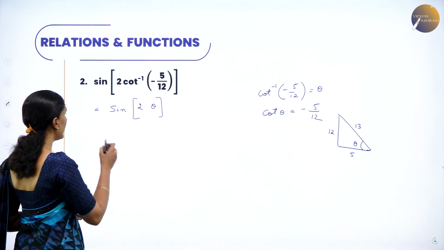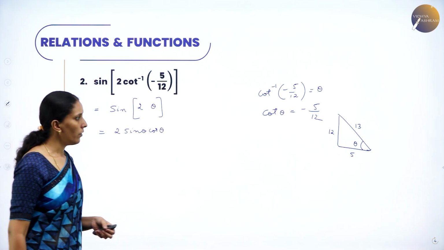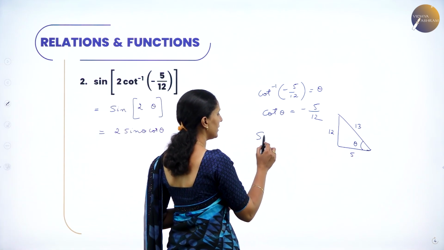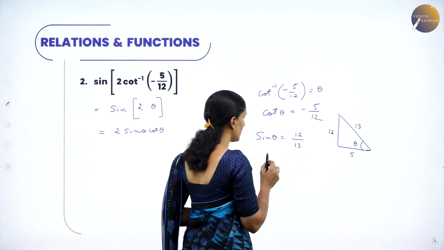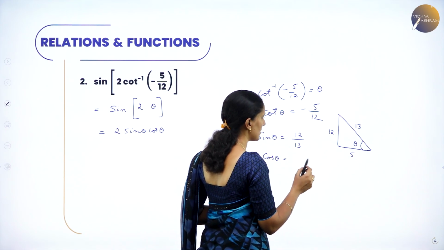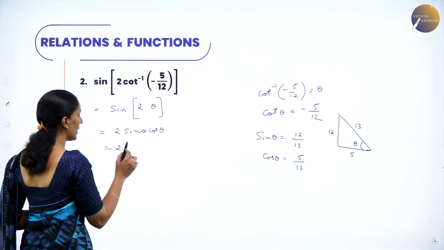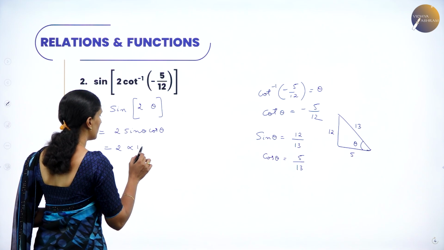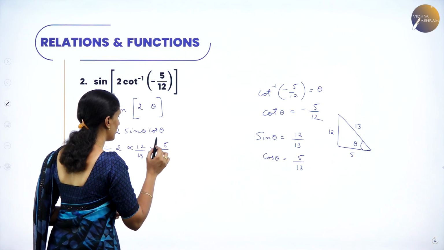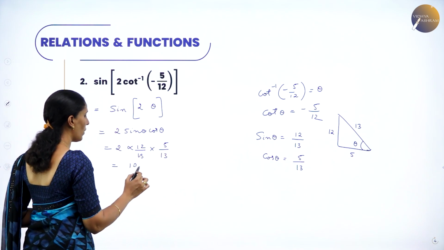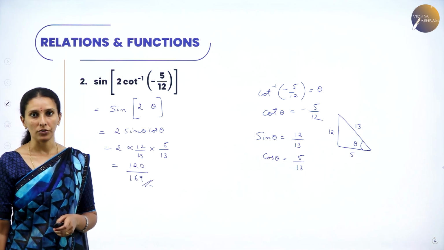So we know that sine 2 theta can be written as 2 sine theta cos theta. Now from the triangle we can write sine theta as opposite by hypotenuse and cos theta as adjacent by hypotenuse. So now let's substitute the values. We get 2 into sine theta, which is 12 by 13, and cos theta, which is 5 by 13. So 12 into 5 is 60, into 2, 120, divided by 169. So this is the value of the given function.